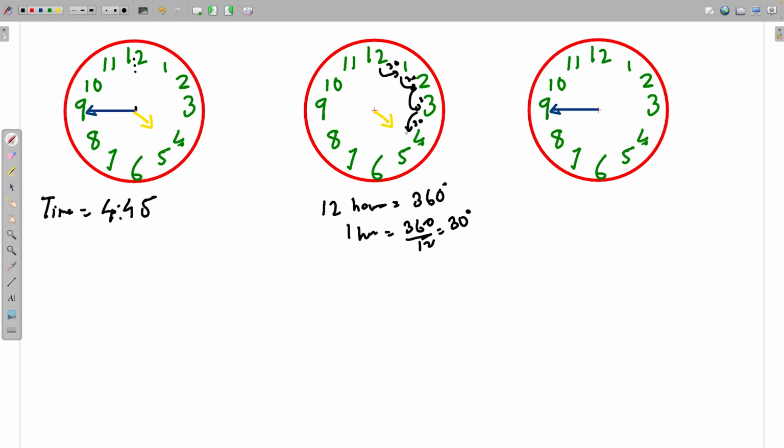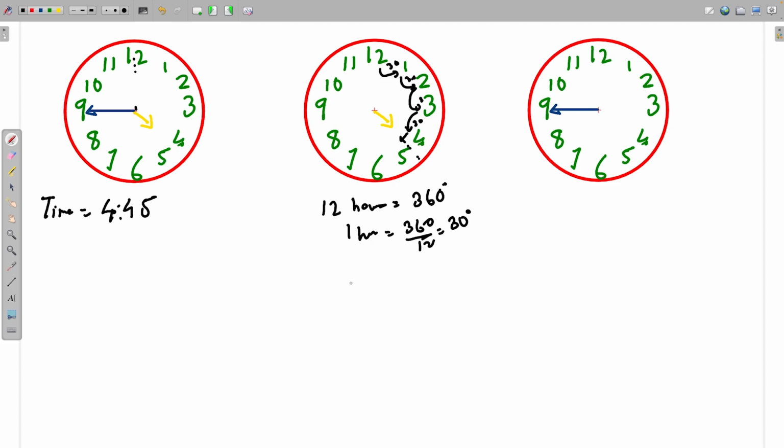But here's the deal. From 4, it would have moved some more because the time is 4:45. Only when the minute hand has reached 12 o'clock would it have gone the full 30 degrees. So it is in between 4 and 5. Now we need to find what that particular angle is going to be.